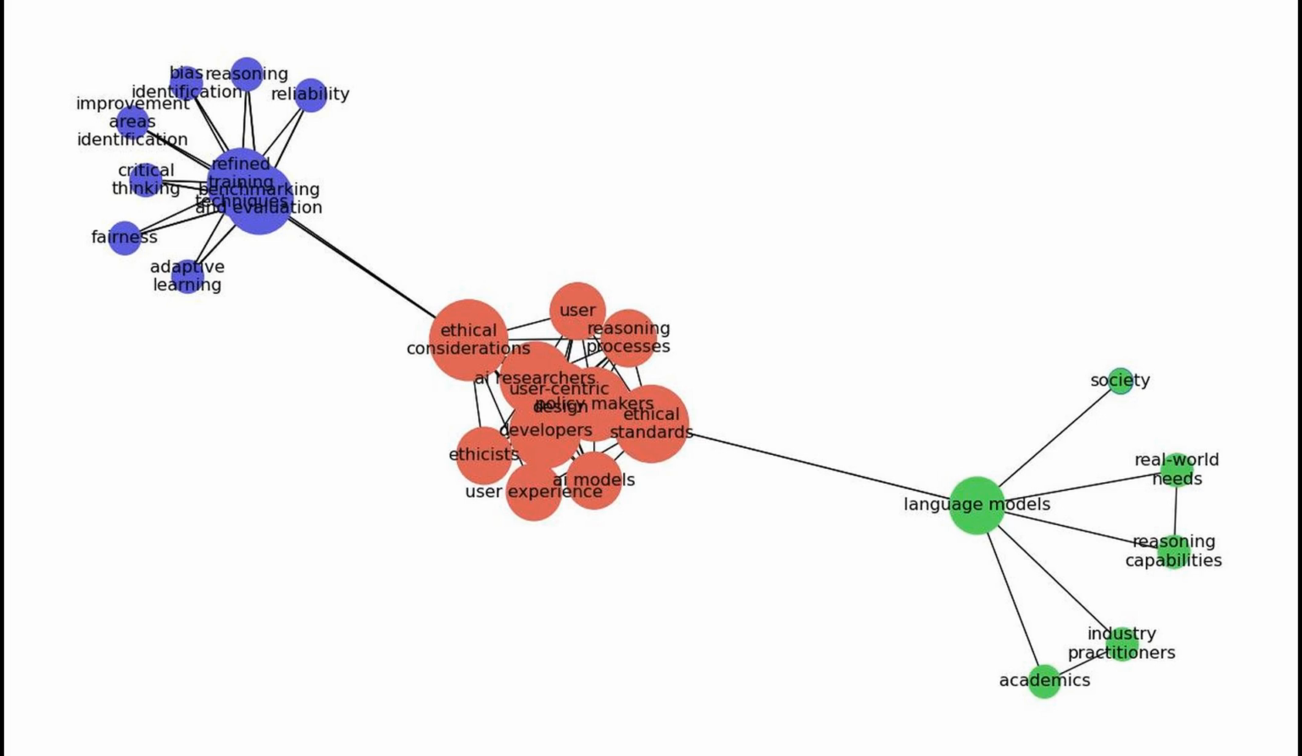By prioritizing these areas and encouraging interdisciplinary collaboration, the ongoing evolution of language models can lead to systems that are not only more capable in reasoning, but also aligned with ethical standards, ultimately benefiting society as a whole.